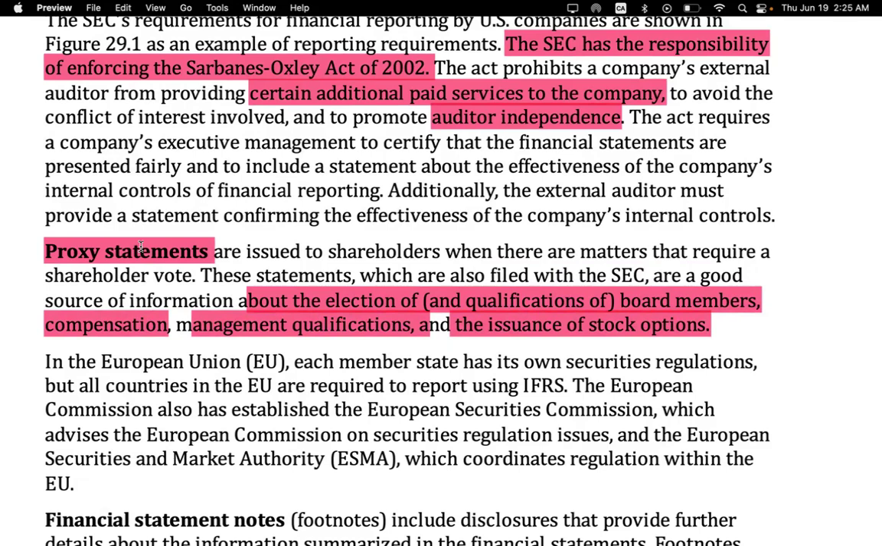And mostly these decisions are about the election, who should lead us, who should be managing us, and what should we pay them, compensation, how qualified should this leadership be, and also stock options, right? Stock options is what we give to employees, and we give employees stock options.